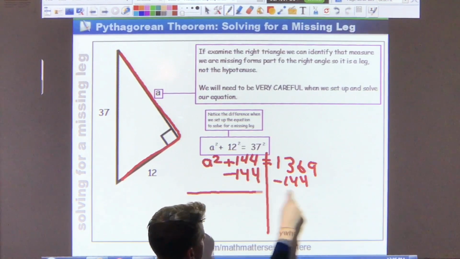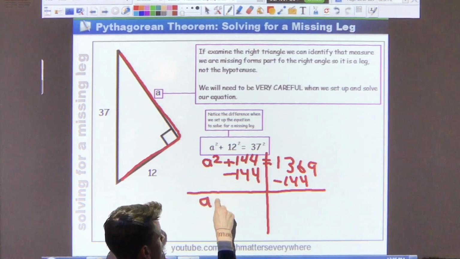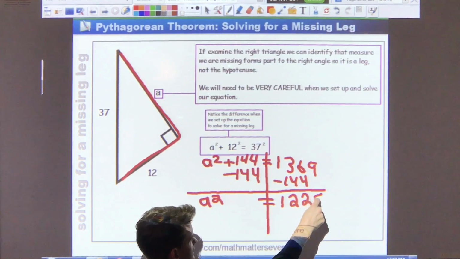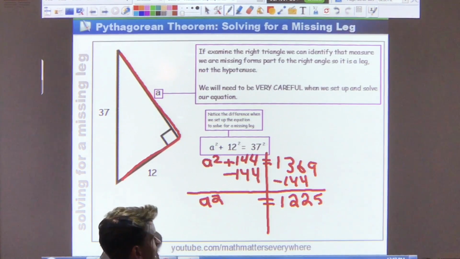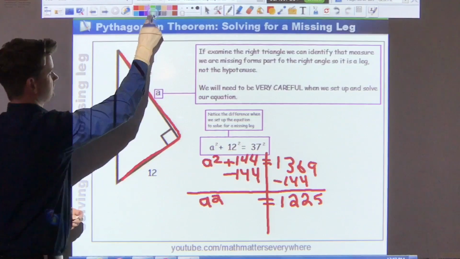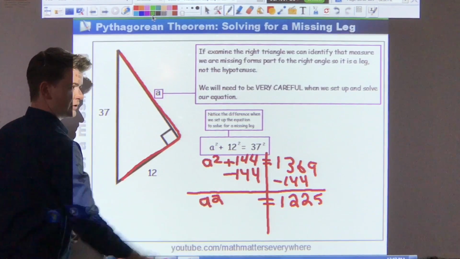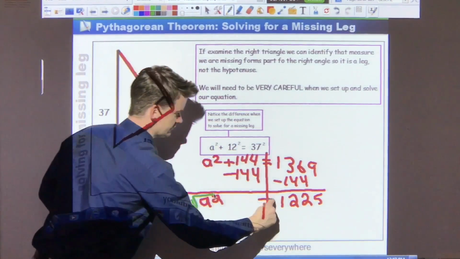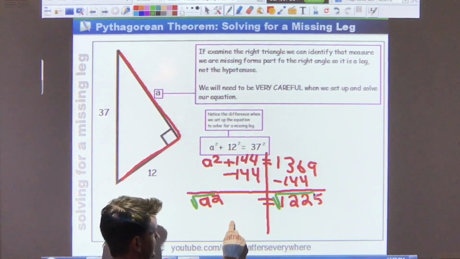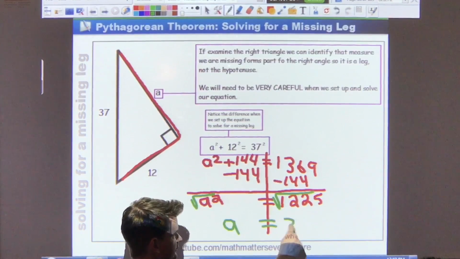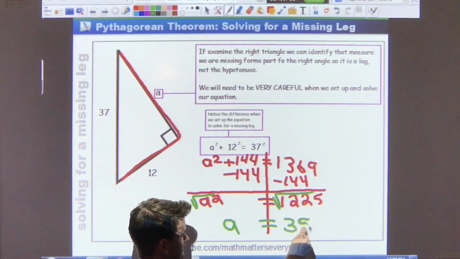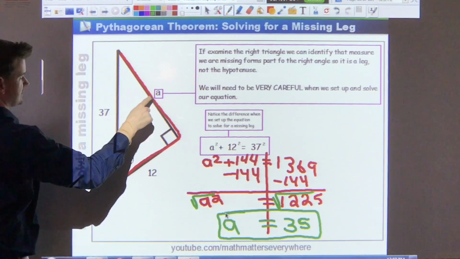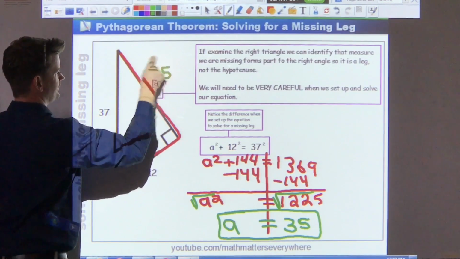My writing's a little crooked, whatever. And you get A squared is equal to 1225. Now that I have this alone, I need to get rid of the exponent. So what do I have to do? I take the square root of both sides, and that's going to give me A is equal to 35. A is equal to 35, which means the length of this leg is 35.